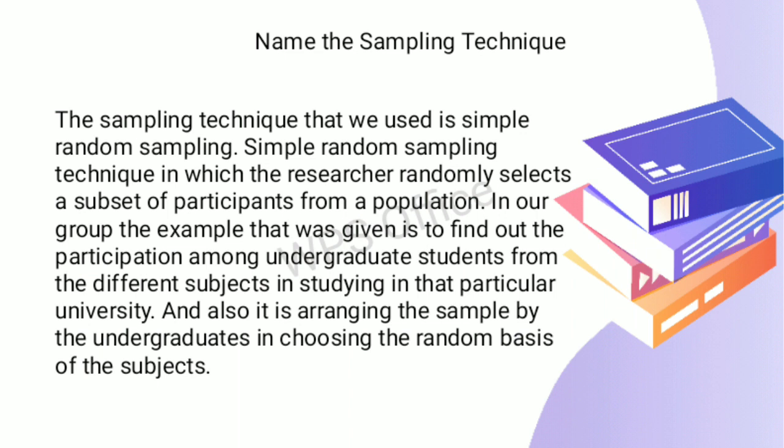Name the sampling technique. The sampling technique that we use is simple random sampling. Simple random sampling is a technique in which the researcher randomly selects a subset of participants from a population. In our group, the example that was given is to find out the participation among undergraduate students from the different subjects studying in that particular university. And also, it is arranging the sample by the undergraduates, choosing on a random basis of the subject.